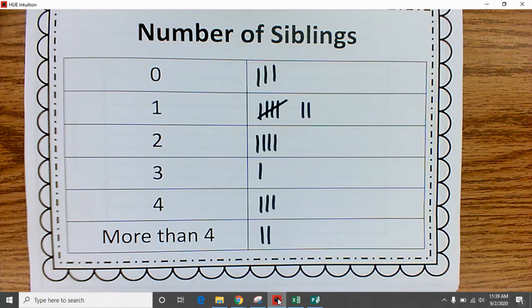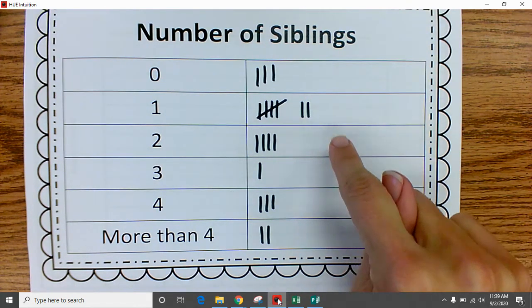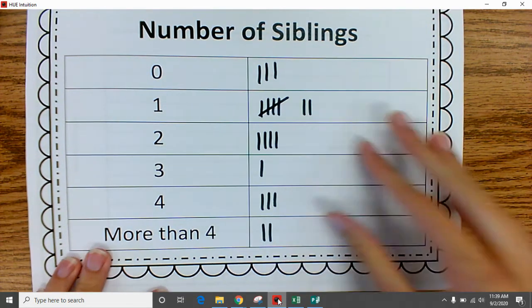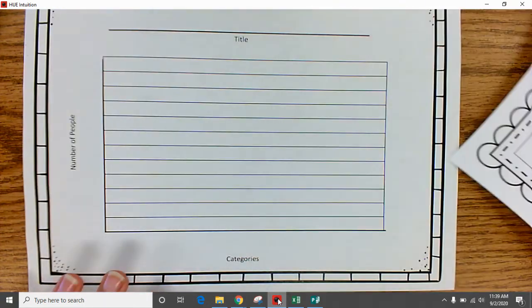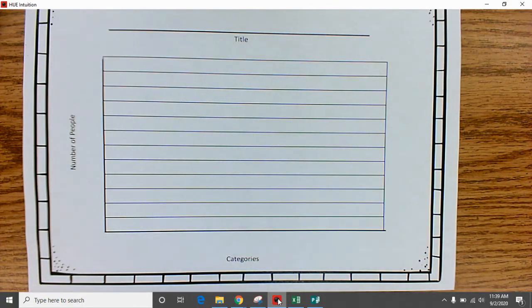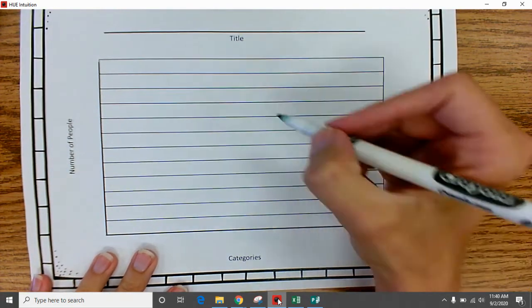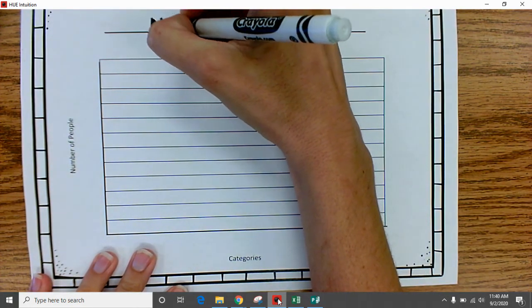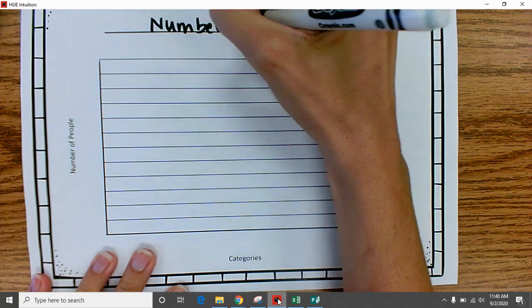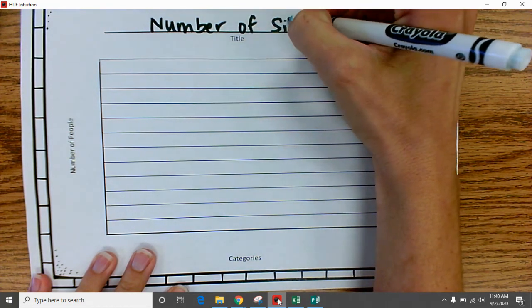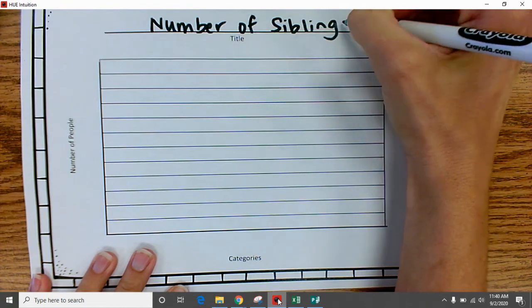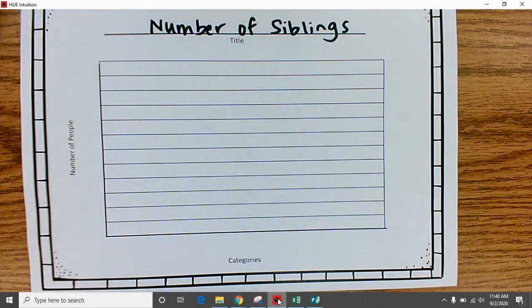And so in this frequency table, I can see the data recorded as tally marks. I want to turn this into a bar graph. So I'm going to demonstrate how to do that. I'm going to call it the same thing because it's about the same thing: number of siblings. And then I need to do some labeling on this bar graph to get started.